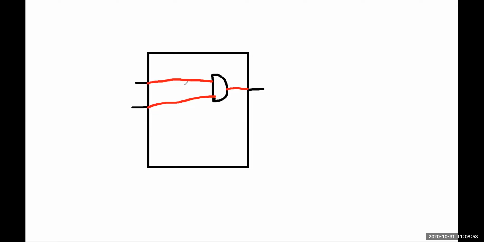So normally, previously, these connections were not there. When you buy the IC, these connections are not there. Now you make the connection. Now this whole IC will work like an AND gate.